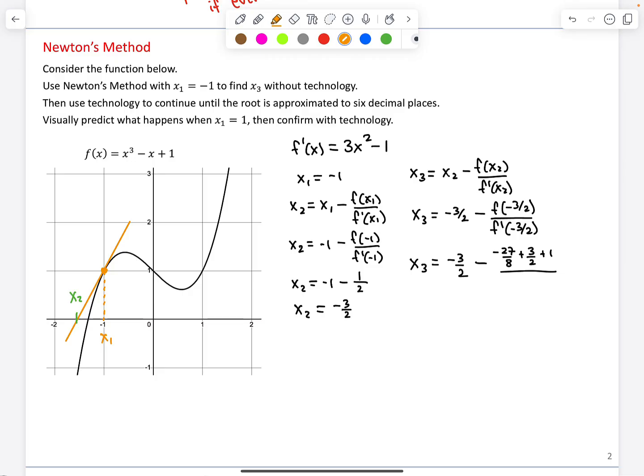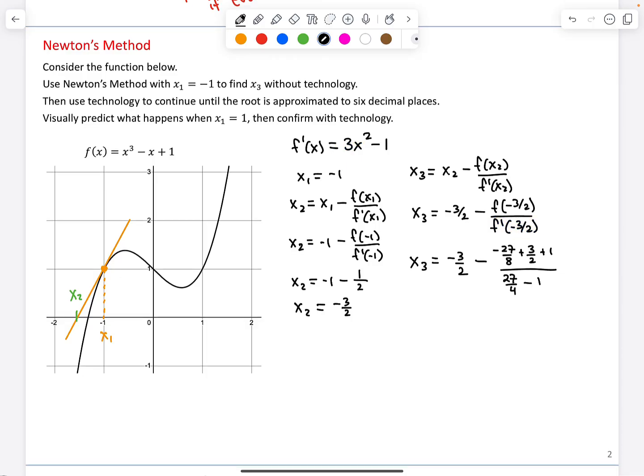And now we plug a -3 halves into f prime. -3 halves squared is +9/4. And then times 3 is 27/4. And then we'll have to subtract 1. So already you can see we have some tedious calculation now upon us. I'm going to take this complex fraction and multiply the top and bottom by 8/8. That's the least common denominator of all the subfractions.